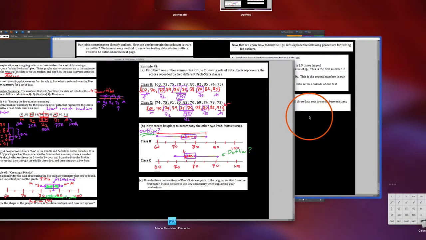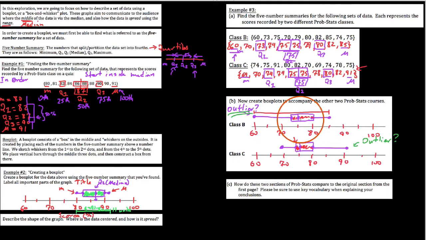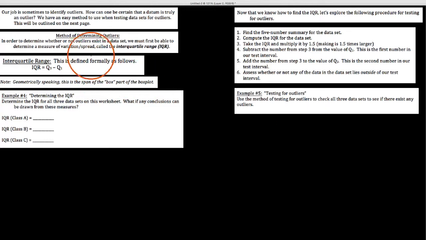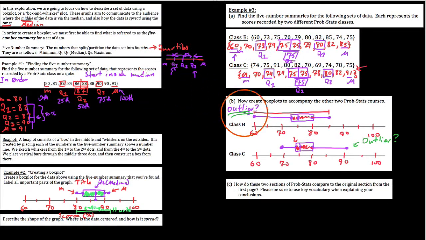In order to find outliers, we're going to have to take into account how the middle 50% of our data did. One measure we use to describe the middle 50% of our data is the interquartile range. To determine whether outliers exist in a data set, we must first determine a measure of variation, or spread, called the interquartile range. Recall that the range, by definition, is the maximum value minus the minimum value. Geometrically, the range on this graph is the distance on the number line that this box spreads, because the top value is our maximum and the bottom value is our minimum.